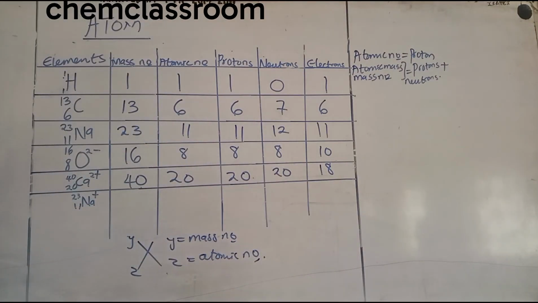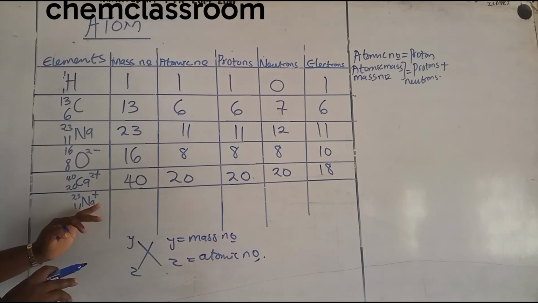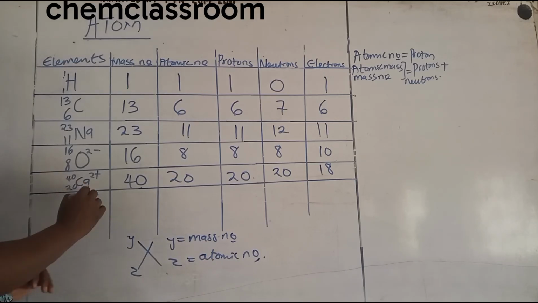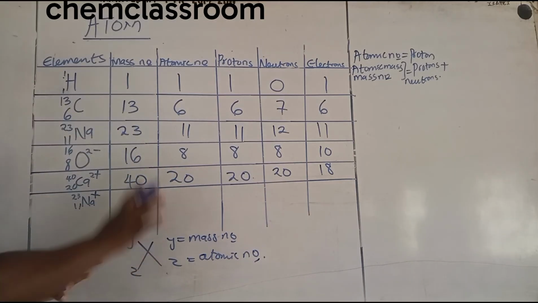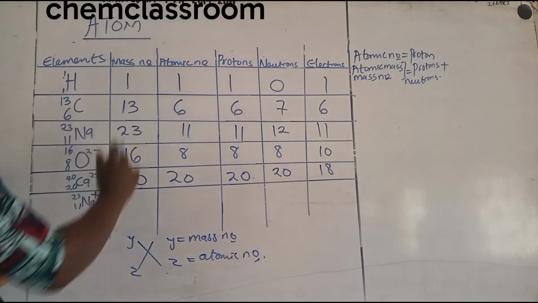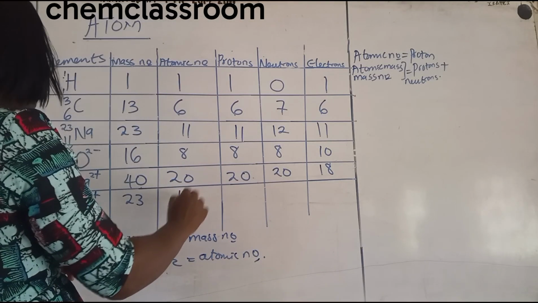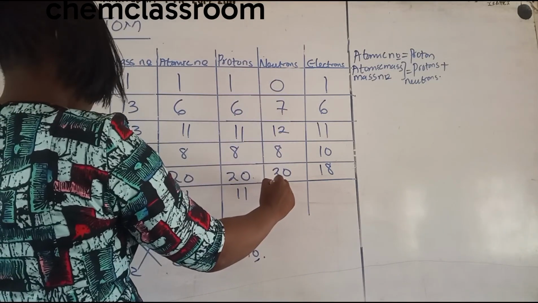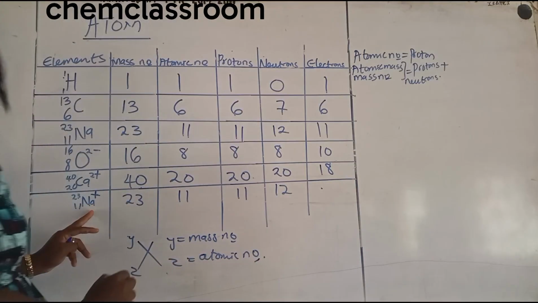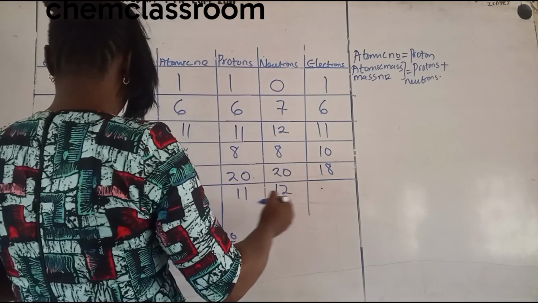Now I want us to see the difference between the sodium here and the one that we have here. The one we have here is giving out 1 electron. This plus means plus 1, so it's giving out 1 electron. So the difference is that the number of my electrons will be different. My atomic mass will still be 23, my atomic number will still be 11, my protons will still be 11, my neutrons will still be 12, but my electron, I'm losing 1 electron, so my electron here will be 10.